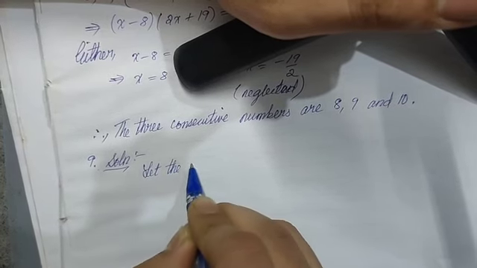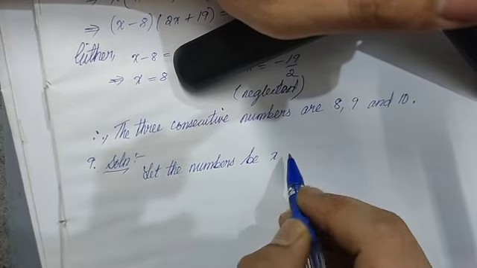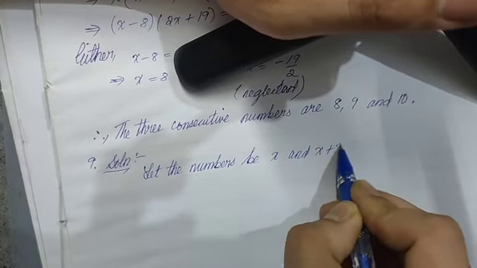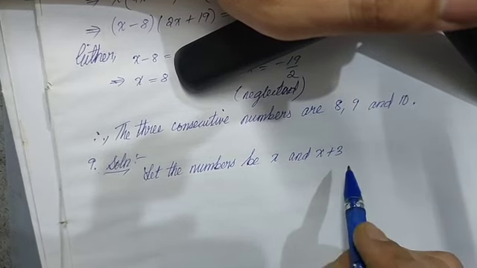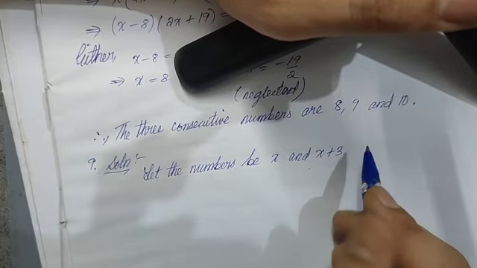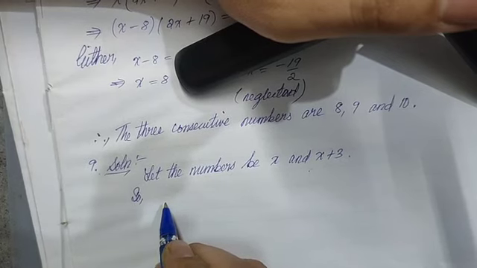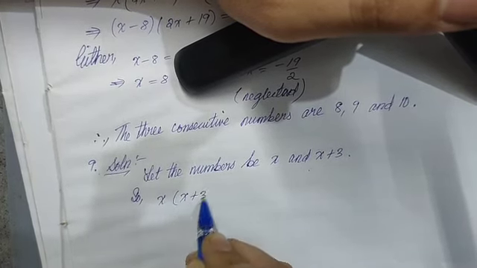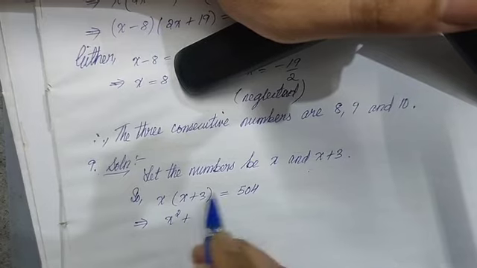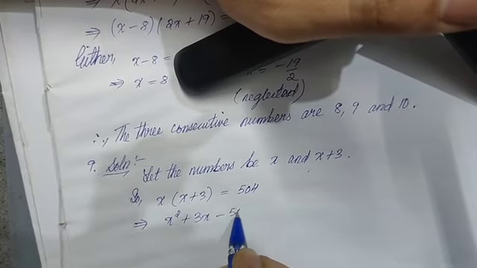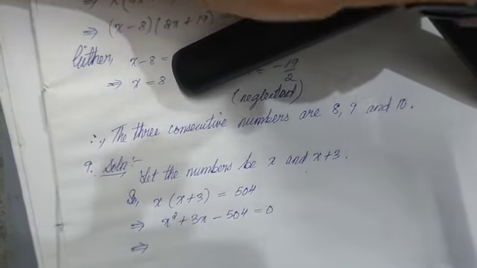Let the numbers be x and x plus 3. The product is 504, multiply: x into x plus 3 equals 504. x into x is x squared, x into 3 is 3x, so x squared plus 3x minus 504 equal to 0.